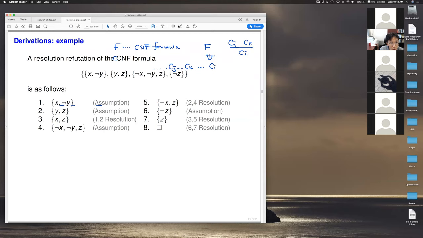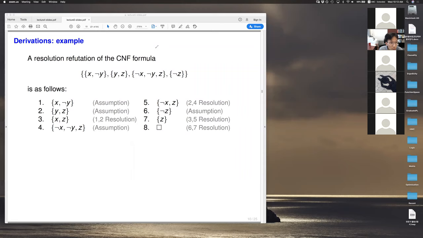So here's an example proof. It's an example resolution refutation of some given CNF formula. Another piece of terminology: if the conclusion is box, the conclusion is false, then we call that kind of proof from some CNF formula a resolution refutation of the CNF formula. We, in a sense, refuted the CNF formula: it doesn't make sense, it has some issue. Okay? So here's an example proof.